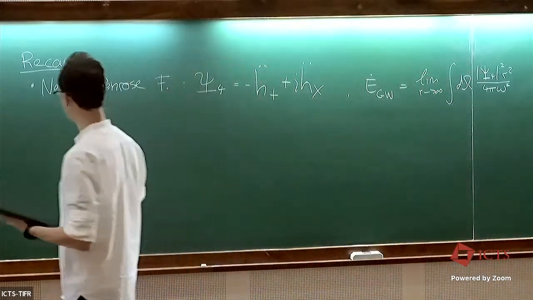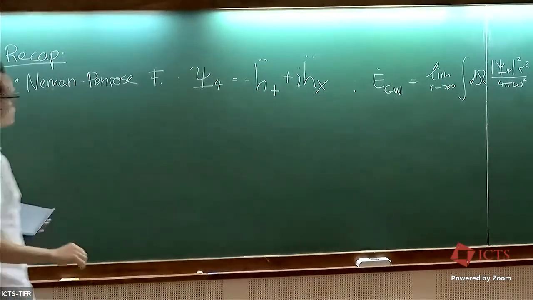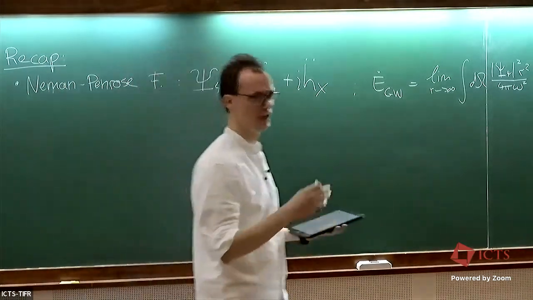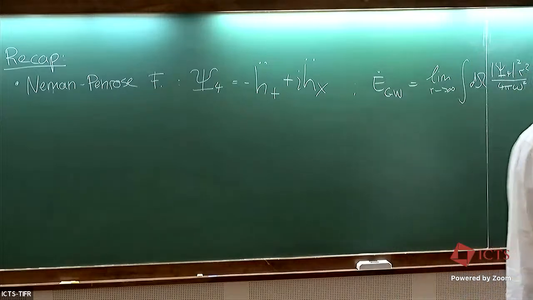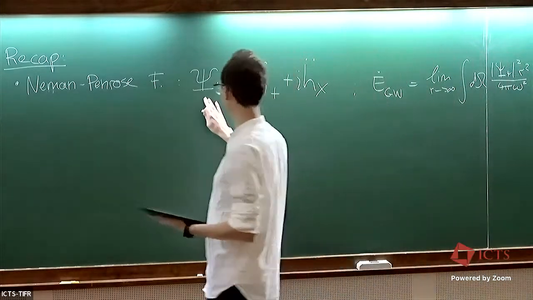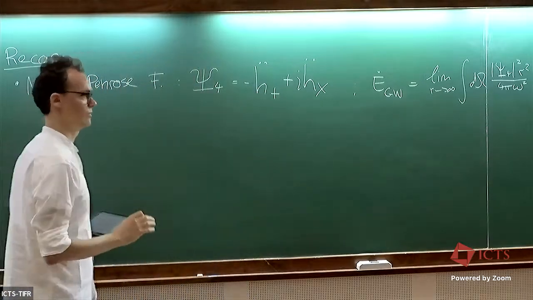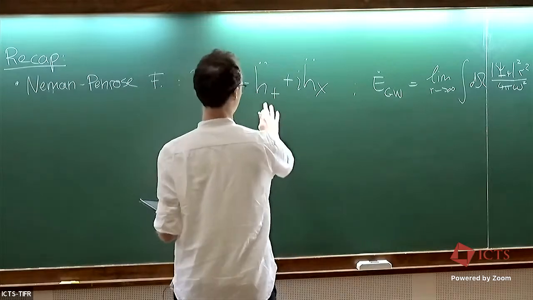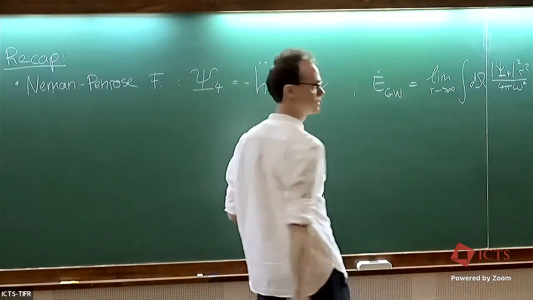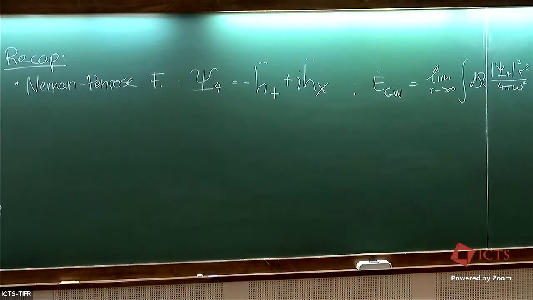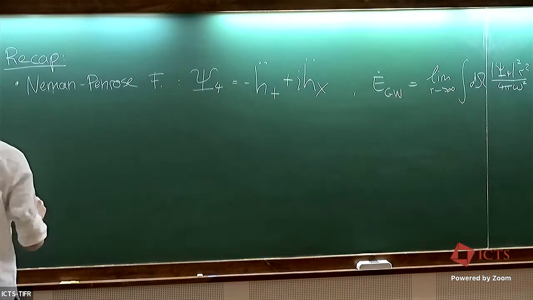So basically, this daunting task of solving 10 second order PDEs to get the gravitational waves reduced to just finding this Newman-Penrose scalar at very large distances. And so that would automatically give us the plus and cross polarizations and obviously also the gravitational wave energy flux. Okay, so how do we do this?